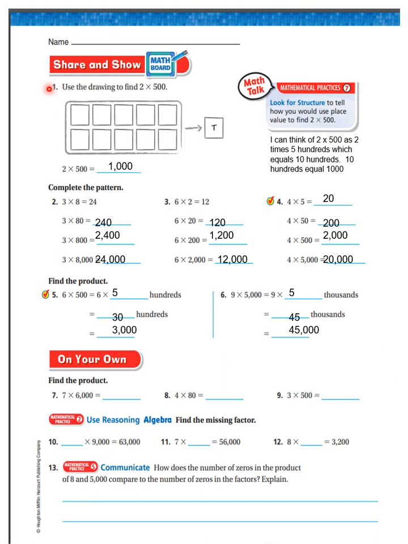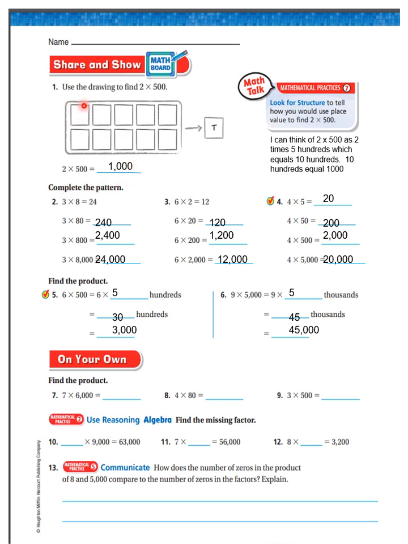All right, boys and girls, it says use the drawing to find 2 times 500. Well, look for structure to tell how you would use place value to find 2 times 500. I can think of 2 times 500 as 2 times 5 hundreds, which equals 10 hundreds, which equals 1,000. Okay, so 2 times 500 is 1,000.